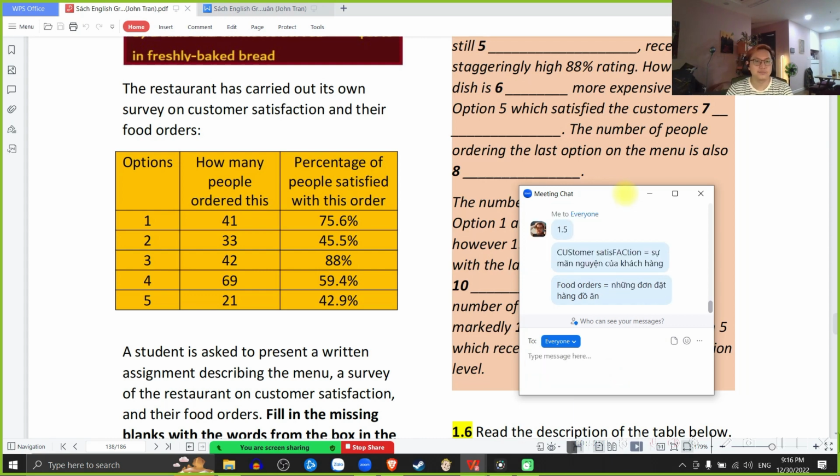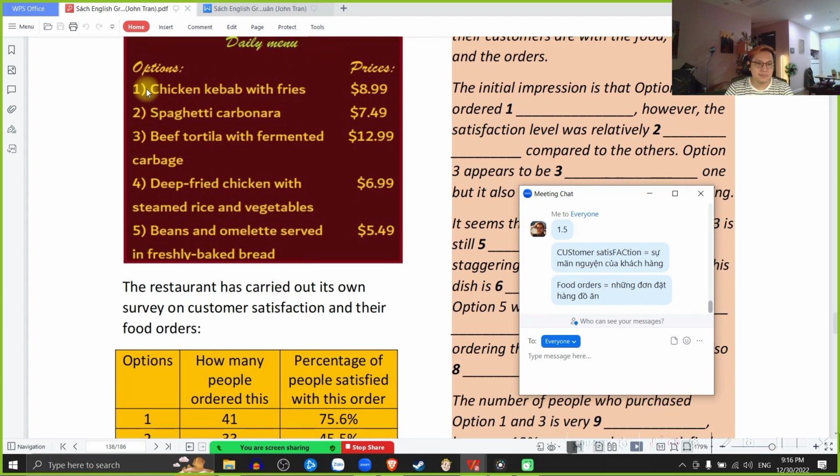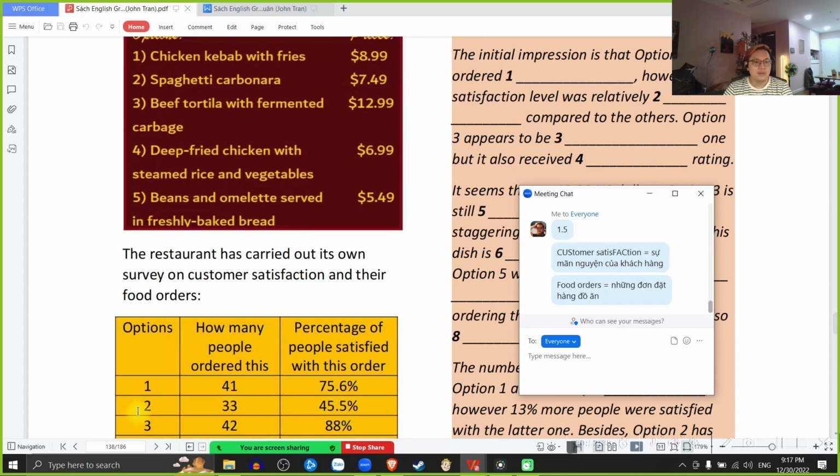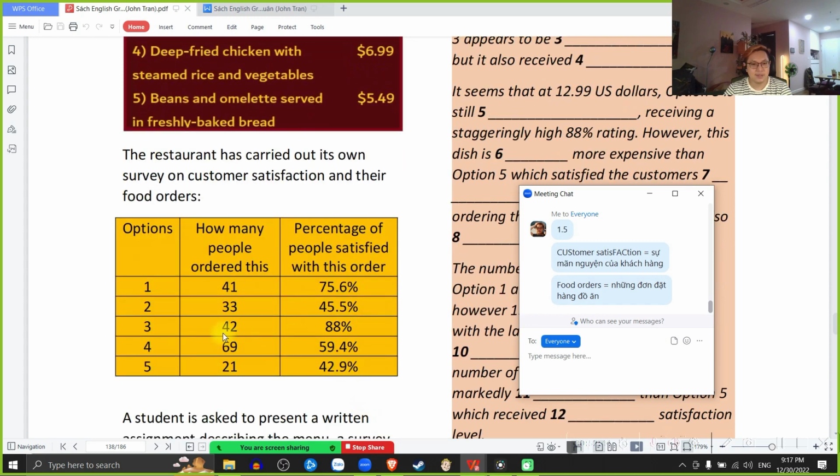So option 1 is this one. How many people ordered this? 41 people. Percentage of people satisfied with this order is 75.6%. In English it's dot, it's period. 75.6%. Option 2, 33 people, 45.5%. Option 3, 42, 88%, something like that, you know.